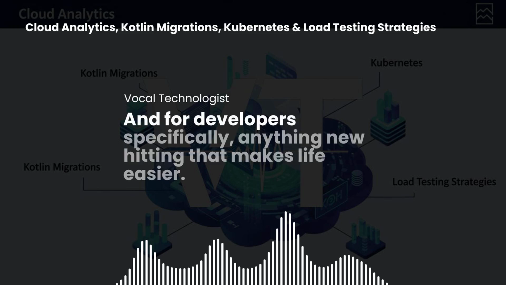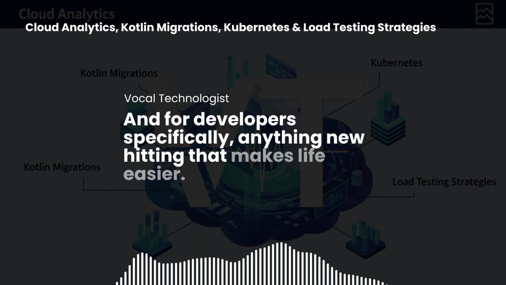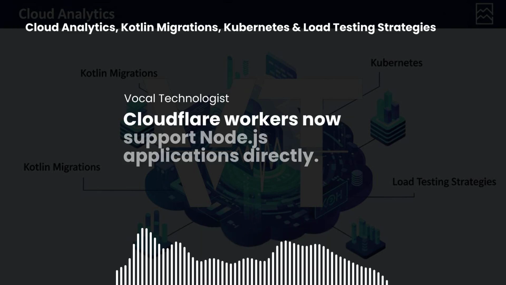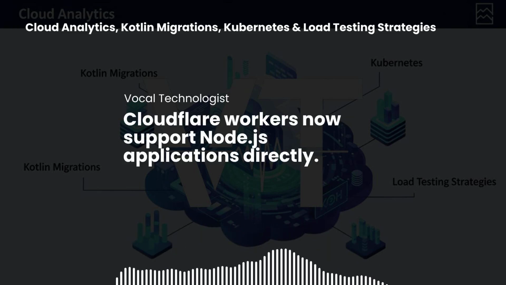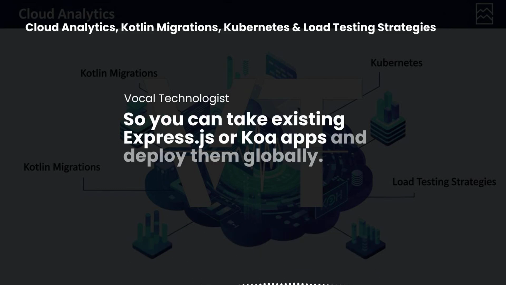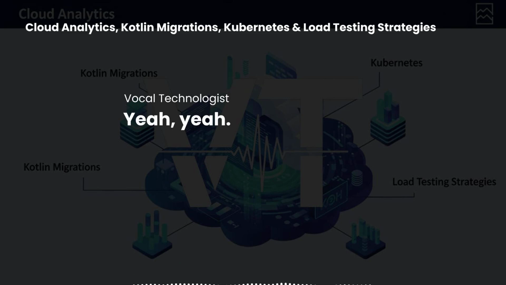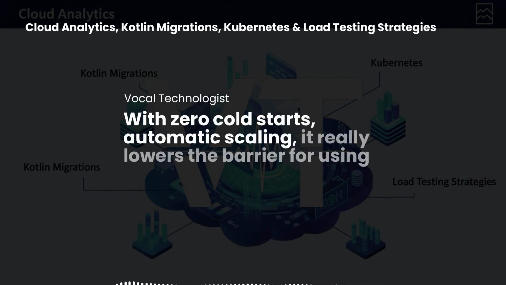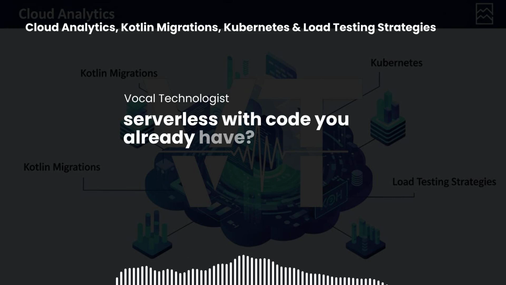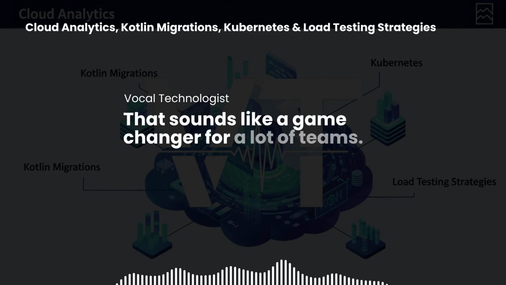Interesting. And for developers specifically, anything new hitting that makes life easier? Definitely. This one's pretty exciting. Cloudflare Workers now support Node.js applications directly. Oh, wow. So you can take existing Express.js or Koa apps and deploy them globally. Yeah. With zero cold starts, automatic scaling, it really lowers the barrier for using serverless with code you already have. That sounds like a game changer for a lot of teams.